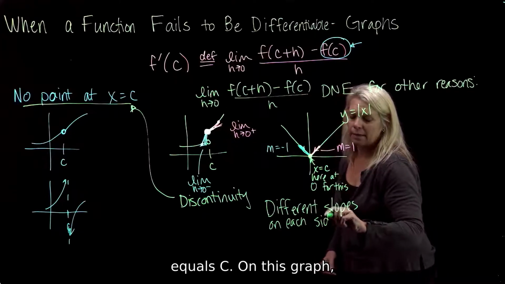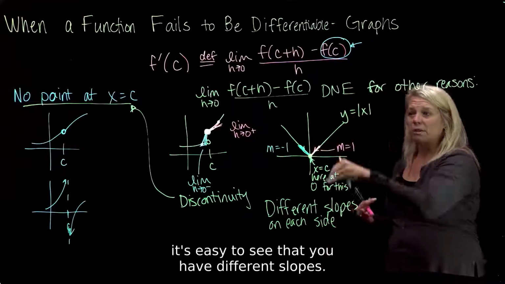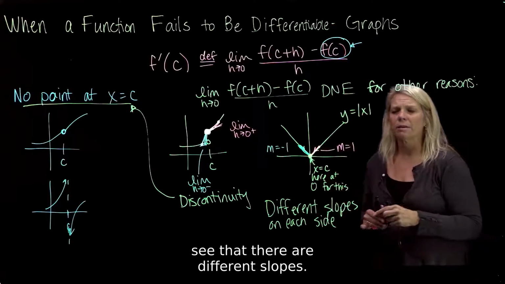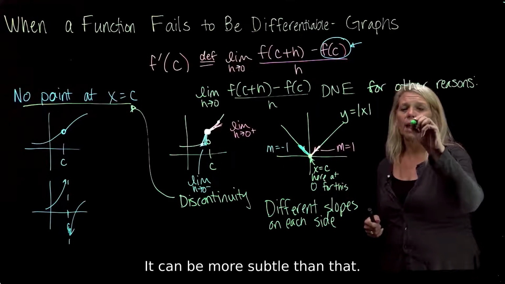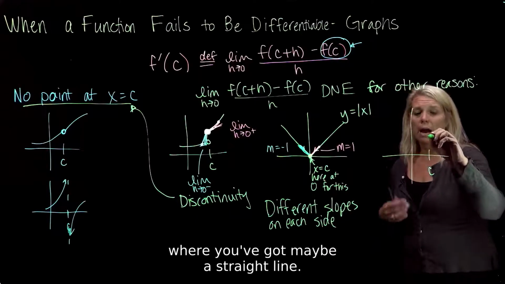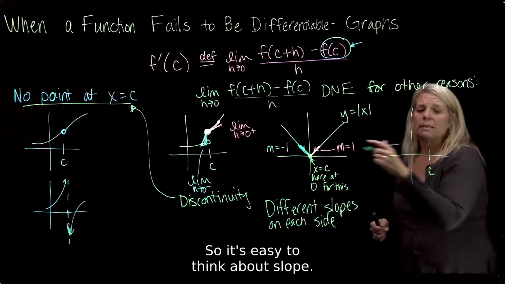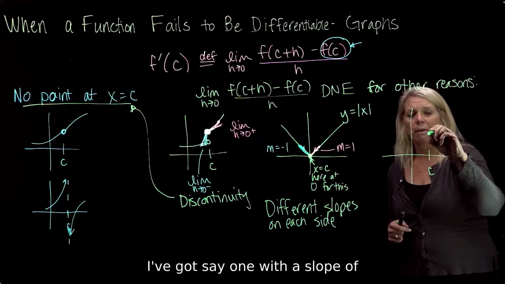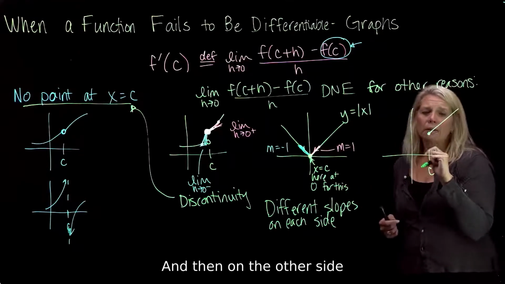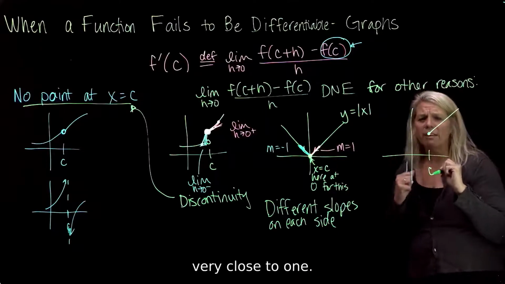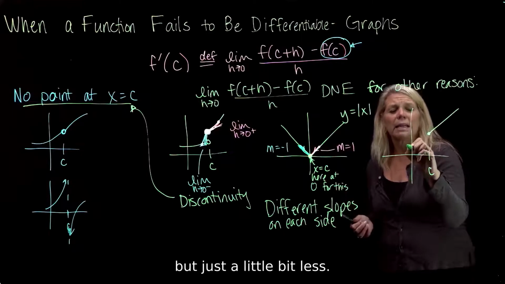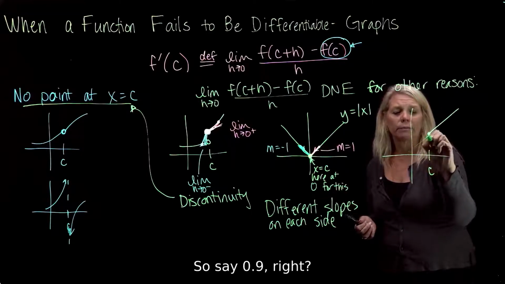And on this graph, it's easy to see that you have different slopes. One is a positive slope and one is a negative slope, and it's very easy to see that they're different slopes. It can be more subtle than that. So if you think about perhaps a piecewise function where you've got maybe straight lines, so it's easy to think about slope, but I've got, say, one with a slope of positive 1 on one side, and then on the other side, maybe I have a slope that's very, very close to 1, and so also positive, but just a little bit less, so say 0.9, right?